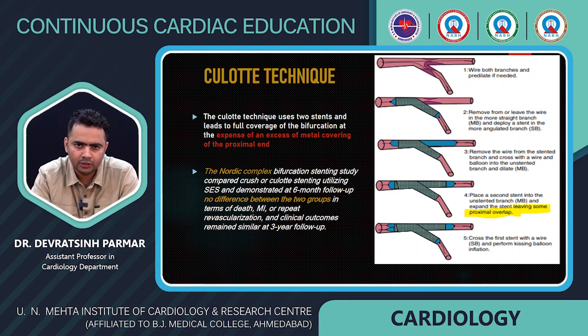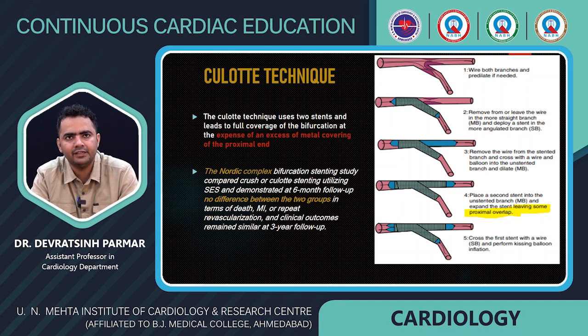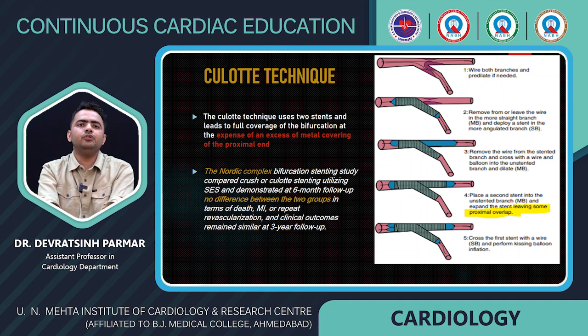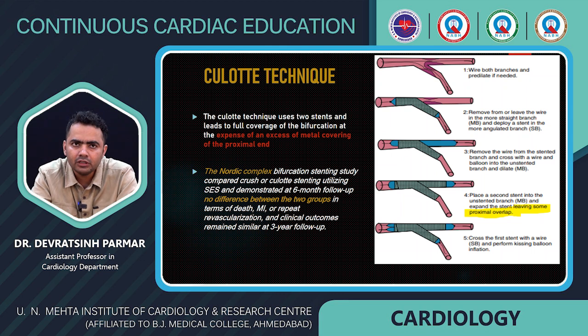Okay. Now, as we already know, in a bifurcation PCI, if there is a complex bifurcation lesion, upfront you have to go through your two-stent strategies, and the first strategy is the Culotte technique. Basically, in a Culotte technique you use two stents, and that leads to full covering of your bifurcation lesion. Okay. The Nordic trials have already shown, in this large group of studies, that there was no significant difference between Culotte or DK crush.